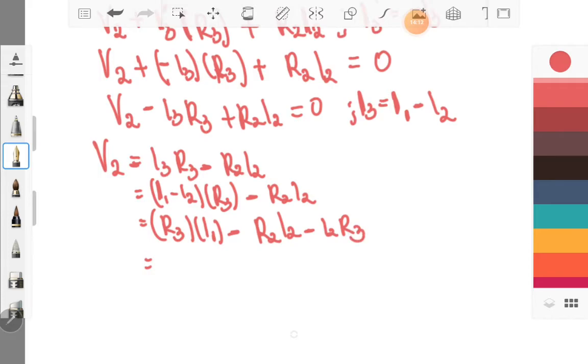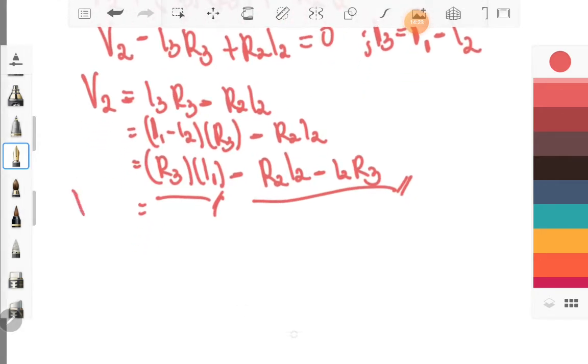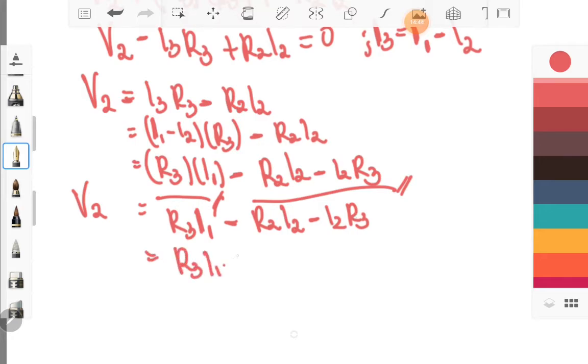Okay? So, ano next na gagawin natin? So, ito, establish natin to. Yung lahat ng I2 together, I1 together. Mapapansin niyo that your V2 is equal to R3 I1 minus R2 I2 minus I2 R3, or it is equal to R3 I1 minus I2 multiplied by R2 plus R3.